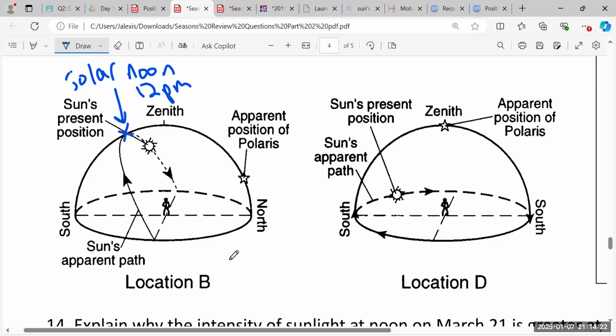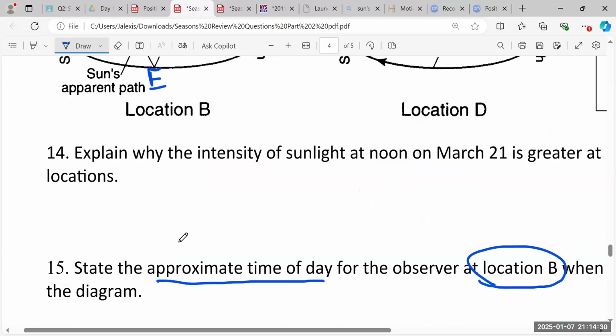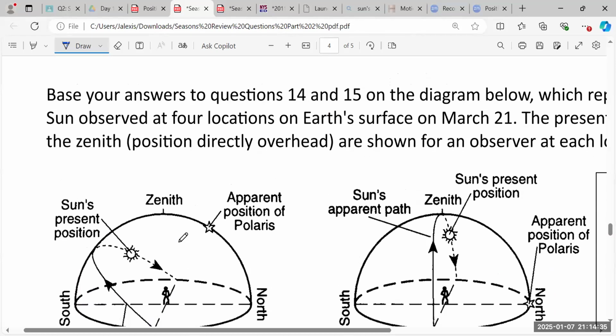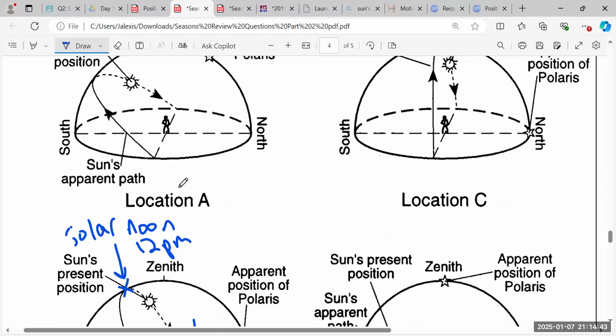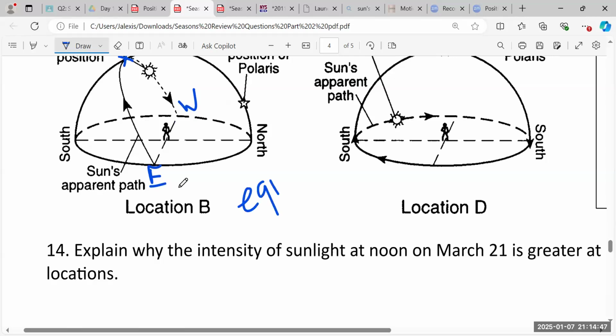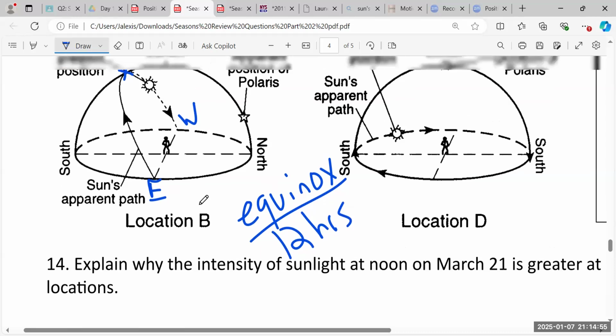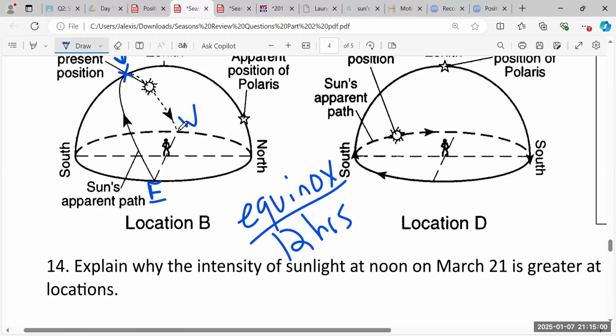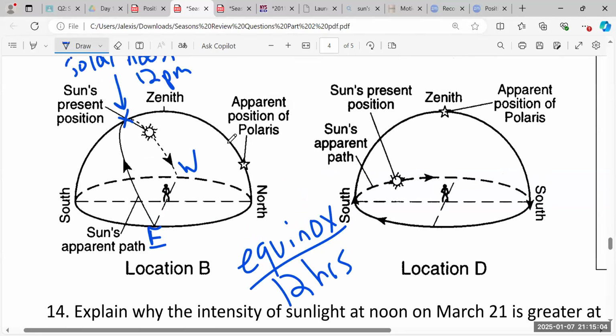The second thing is that this side is east, and this side is west. Matter of fact, I don't even have to do all that. It tells us that this date is March 21st. What do I know? March 21st is an equinox date, which means that this location has 12 hours of daylight. That means this entire path takes 12 hours to go from sunrise to sunset. That means if solar noon, 12 p.m., is located here, sunrise is occurring at 6 a.m., sunset occurs at 6 p.m., during the equinox.